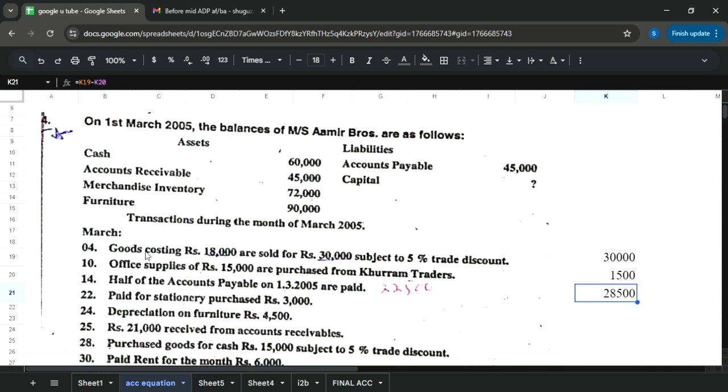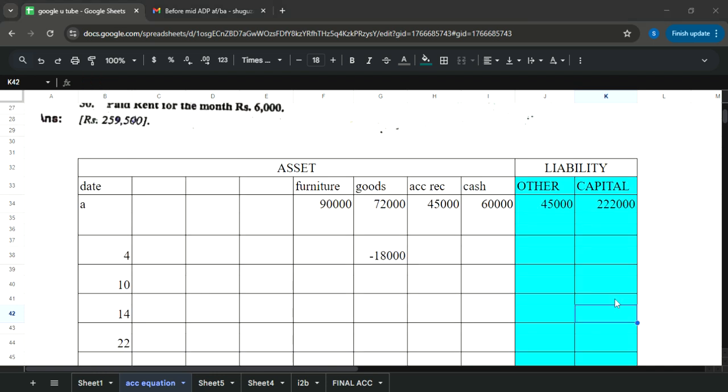Now please understand, goods costing 18,000 are sold for rupees 30,000, subject to a trade discount. Cash is not mentioned, name is not mentioned, but if cash and name are both not mentioned, you will assume it as a cash transaction. So cash is increasing by 28,500. So you will go here, 28,500 cash has been increased.